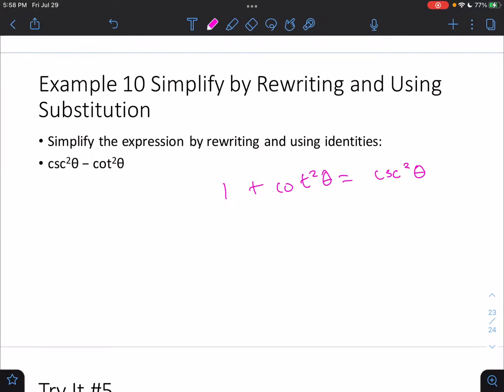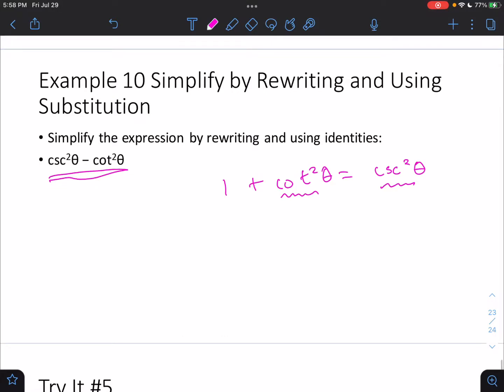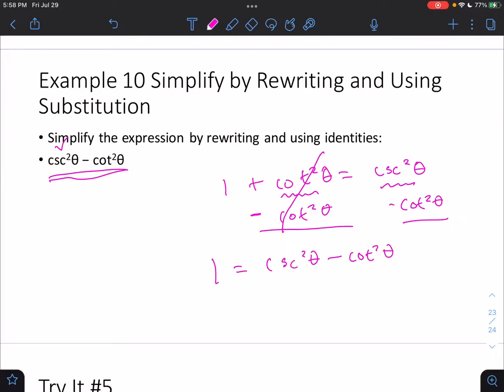All right, so here's what we're going to do. We're trying to get to this. And notice we do have cotangent squared and we have cosecant squared already. Cosecant is positive, so that one's good. Cotangent is positive, but on the other side. So what we're going to do is let's subtract cotangent squared on both sides. So now I have 1 equals cosecant squared theta minus cotangent squared theta. And you have just simplified it to equal 1.